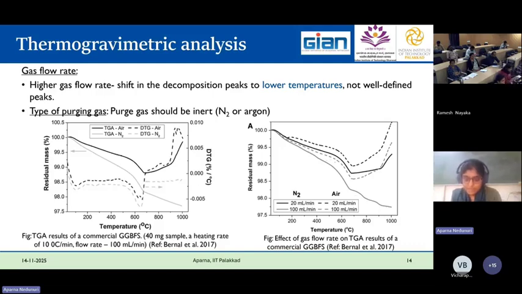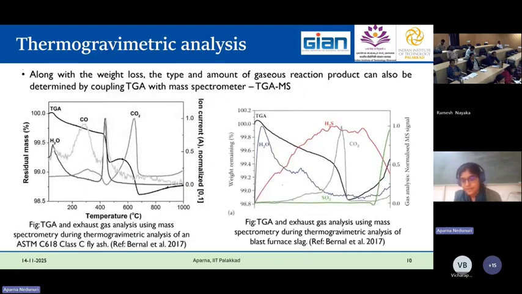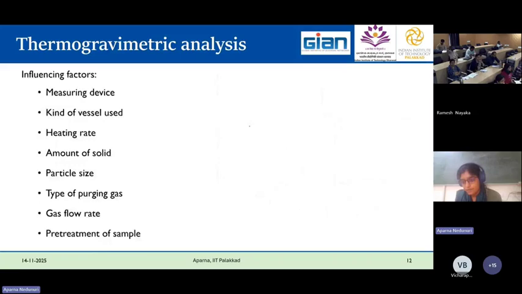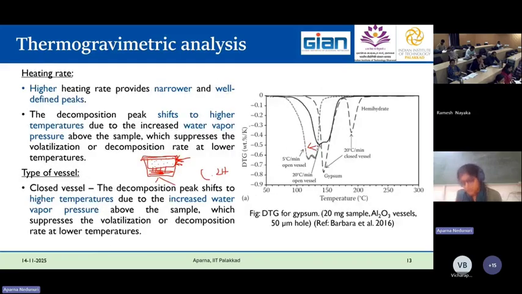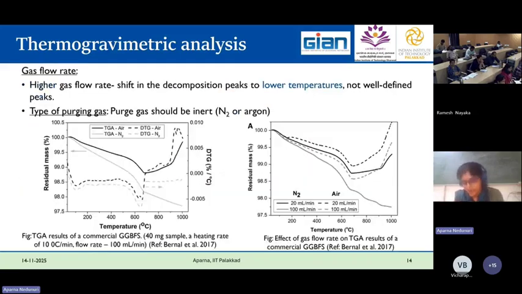Over here, if we see for 20 ml per minute, after some time, the reducing environment that the nitrogen is providing to that system is not sufficient enough to suppress the oxidation reactions that GGBFS can undergo. In the previous slides, we have seen that GGBFS has evolution of H2S. This H2S will now react and form an oxidized product that would increase the weight over here. So that we can see clearly that there is an increase in weight, not a weight loss.